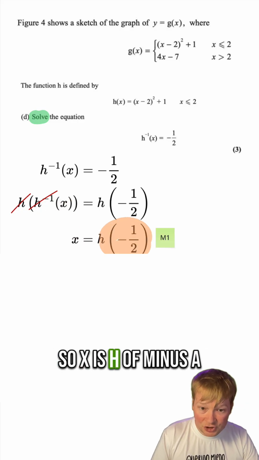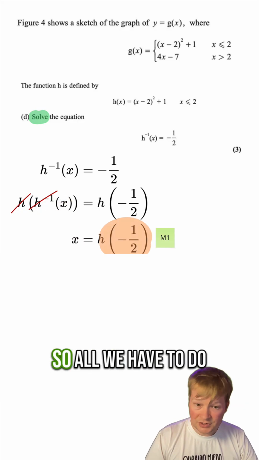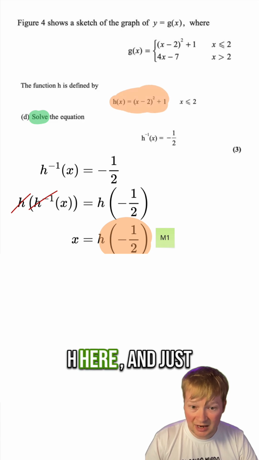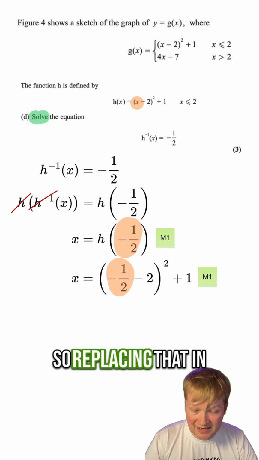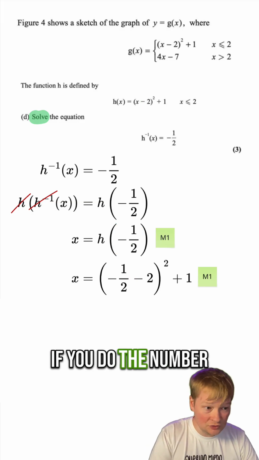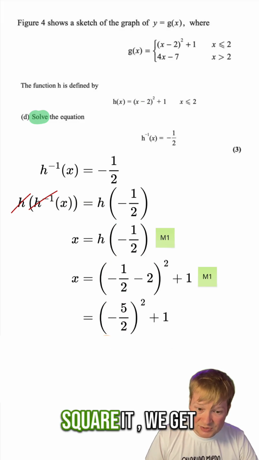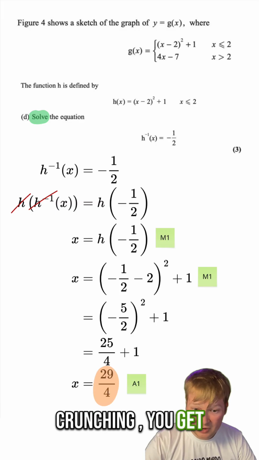So x is h of minus a half. All we have to do is go to our function h here, and just replace each x here with minus a half. Replacing that in the function, we get this. If you do the number crunching on this part, that's minus 5 over 2. Square it, we get 25 over 4, and do the number crunching, you get 29 over 4.